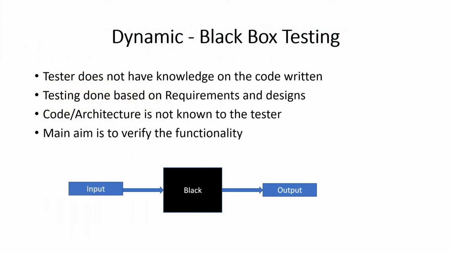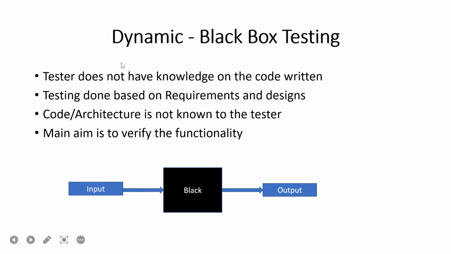So now dynamic testing, we have black box testing. One is white box testing and the other is black box testing. So black box testing is, you do not know what the code is doing or anything about the code. You will just give some input and the code can work in any way it wants, but I want the actual output as expected from the requirement. So that is called black box testing.